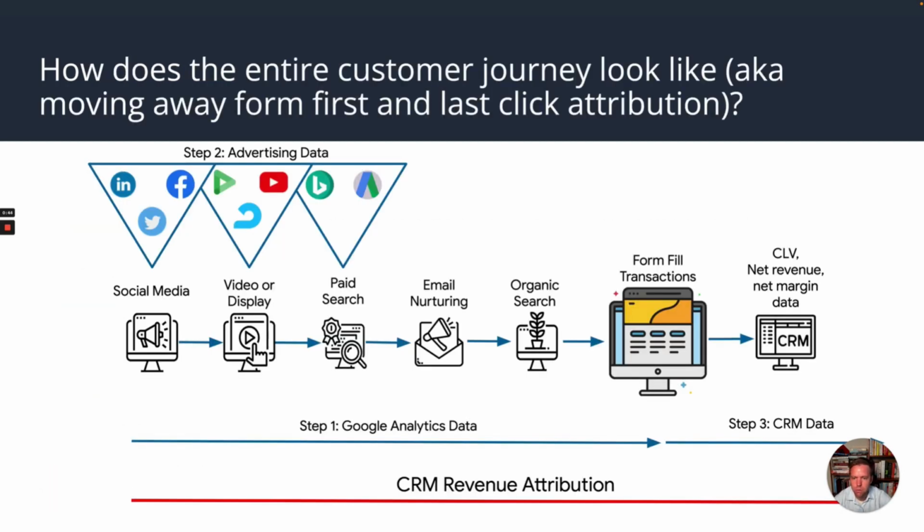Now, to look at the entire customer journey, we want to go in 3 steps. Step number 1 is extracting the Google Analytics data on a click or session level stream. Step number 2, we're going to join advertising data to understand the costs involved in these journeys. And then step number 3, we're adding on the CRM data to get what we call the CRM revenue attribution. So we have the whole path to conversion, the costs, as well as the value which is generated inside the CRM system.